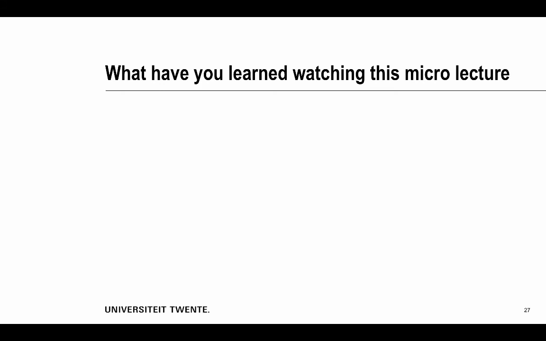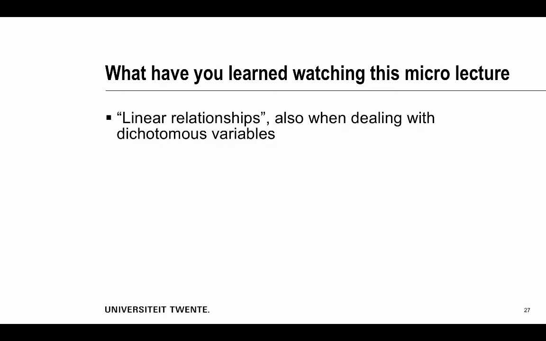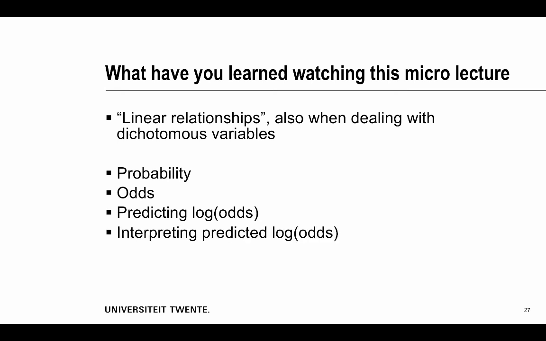What have you learned watching this micro lecture? You've seen that linear relationships can also be used when dealing with dichotomous variables. We just have to change the dichotomous variable into something called log odds. We first transform the dichotomous variable into something which has to do with probabilities, then we transform it using the idea of the odds, and then we take the log odds and we try to predict that log odd. Finally, of course, we then have to interpret the relationship between the log odds and the independent variables that we have selected.